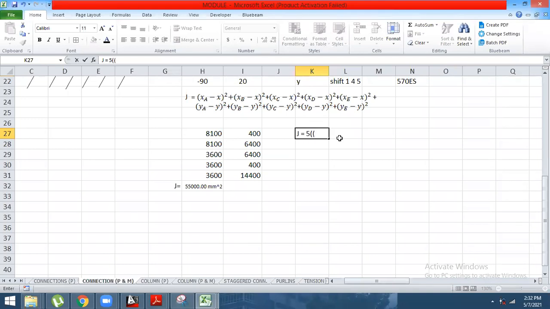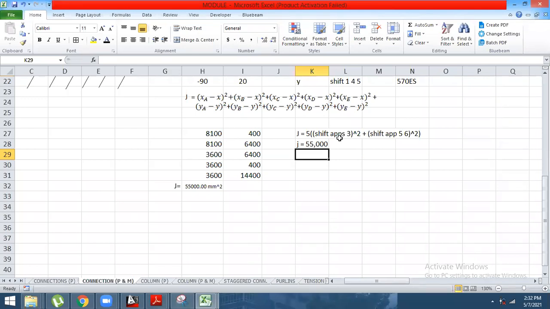Multiply natin siya sa shift ups 5, 3. Shift ups 5, 3. I-square natin yan plus shift ups 5, 6. I-square natin yan. Then we could easily get the value of J, which is J equals 55,000. Okay?